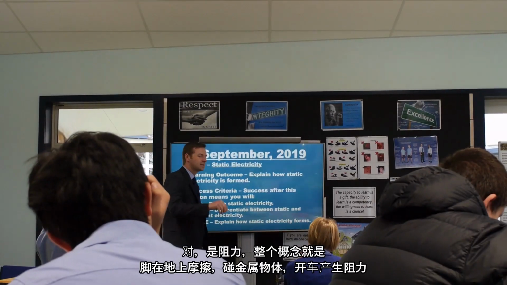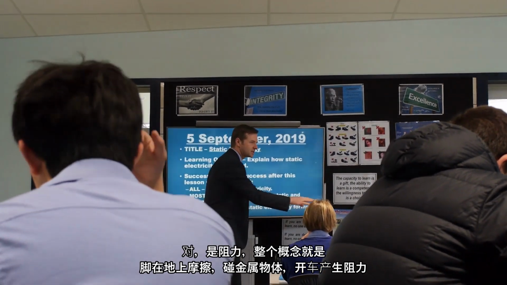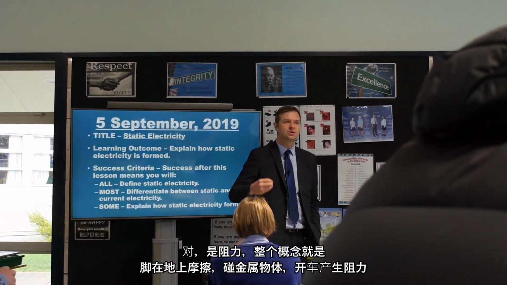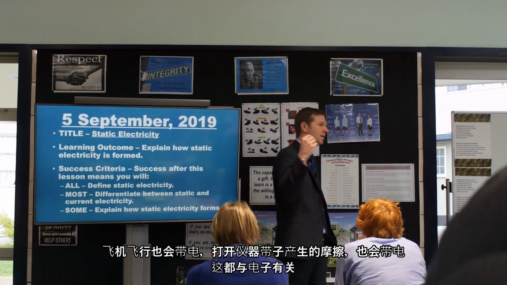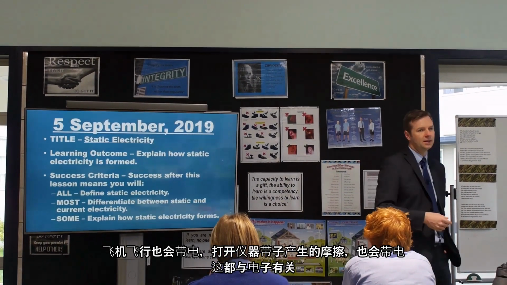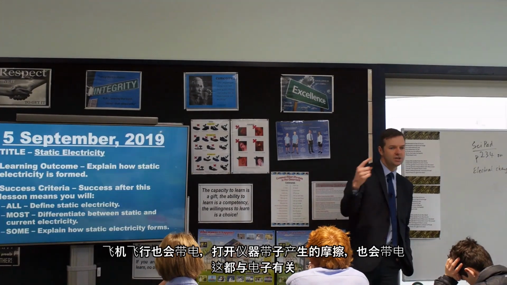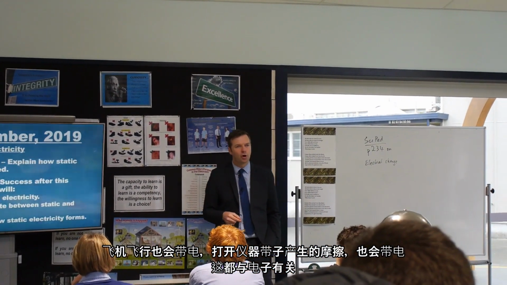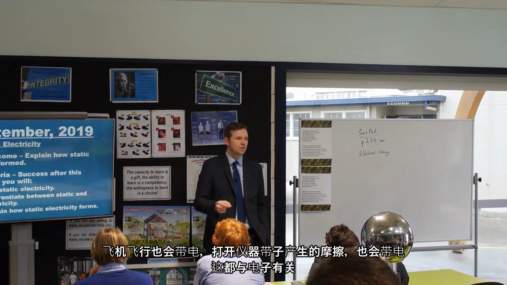So the whole concept of rubbing your feet on the carpet, touching something metal, a car driving down the road becoming statically charged, an airplane flying through the air becoming electrically charged, our Van de Graaff generator, the belt rubbing on the comb, making that metal dome electrically charged. It has to do with electrons.